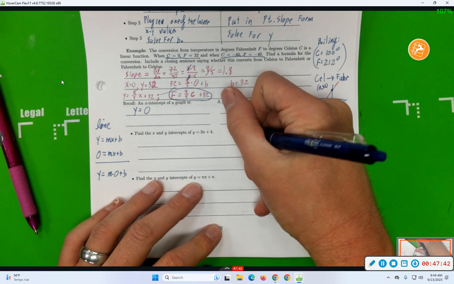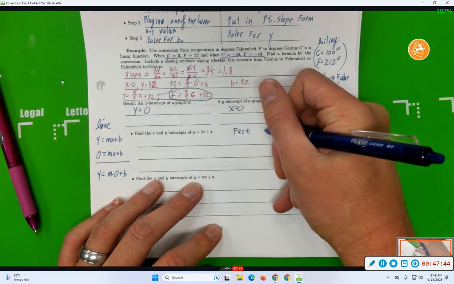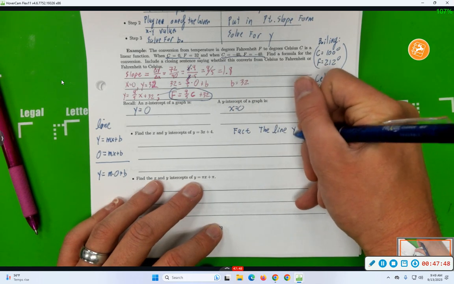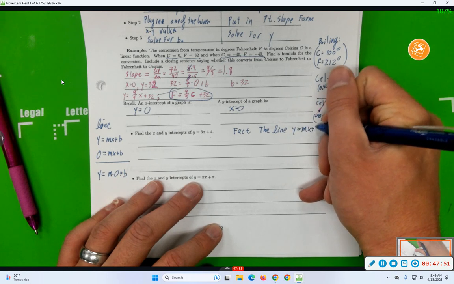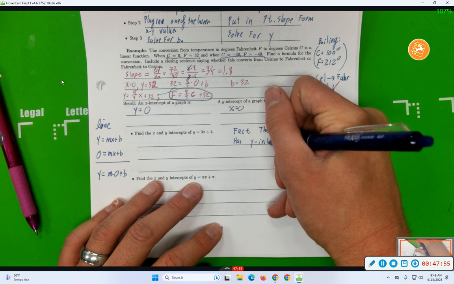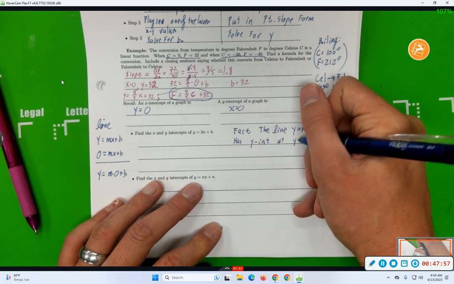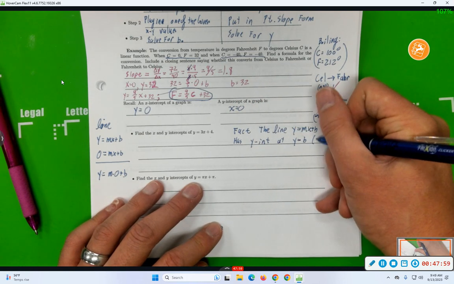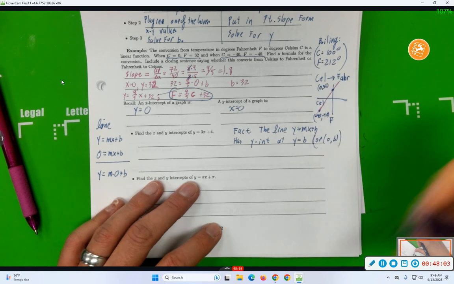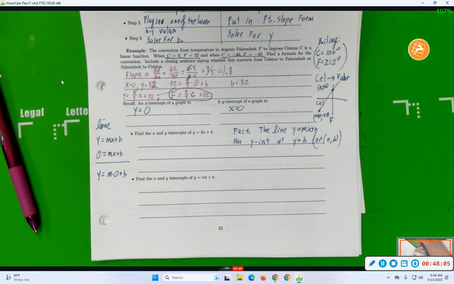So here is a useful fact. The line y equals mx plus b has y-intercept at y equal to b. Or I guess (0, b) if you wanted it in Cartesian coordinate form.